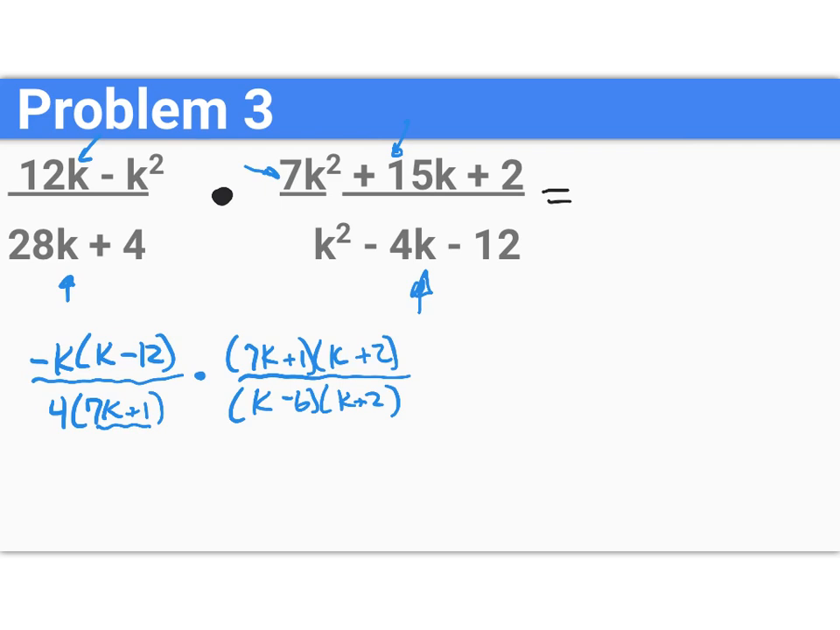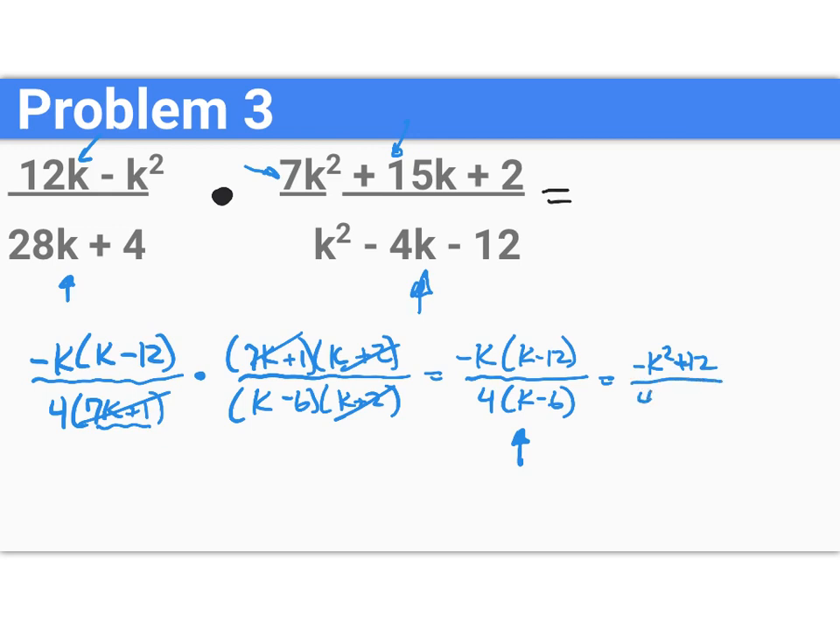Okay, so let's see. Do we have any things that can cancel out? Well, K plus 2 and K plus 2 cancel out. 7K plus 1 and 7K plus 1 cancel out. So what are we left with? Negative K times the quantity K minus 12, and 4 all over 4 times the quantity K minus 6. So this is the most standard simplified answer, but you may see this. Negative K squared plus 12, all over 4K.